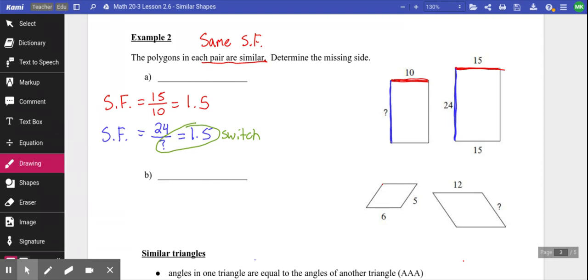When you switch those spots, you now have 24 divided by 1.5. And that will tell you what the question mark is. That switching of the spots only works if it's on the bottom. If it's on the top, it won't work. So when it's on the bottom, you can flip spots and then calculate it. 24 divided by 1.5 is 16. So that question mark is 16.